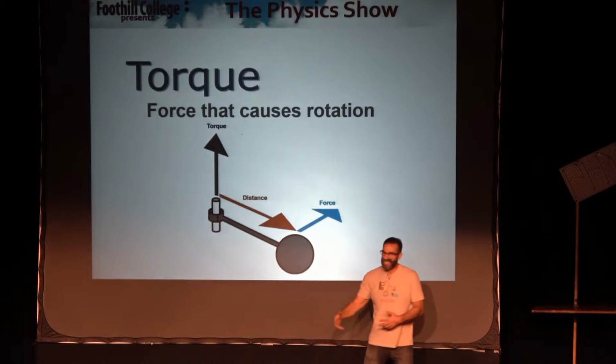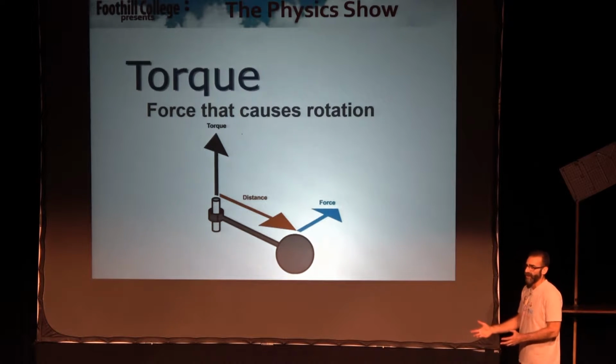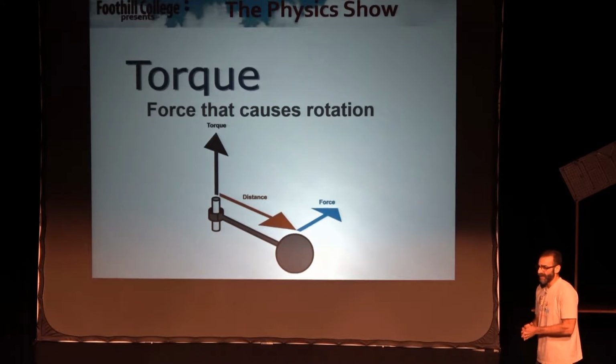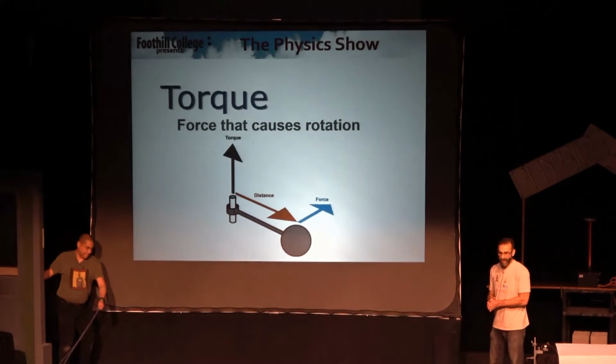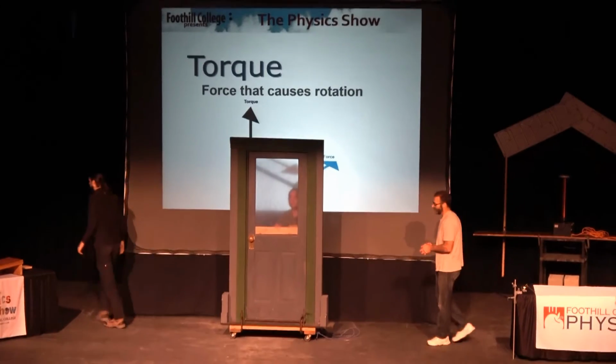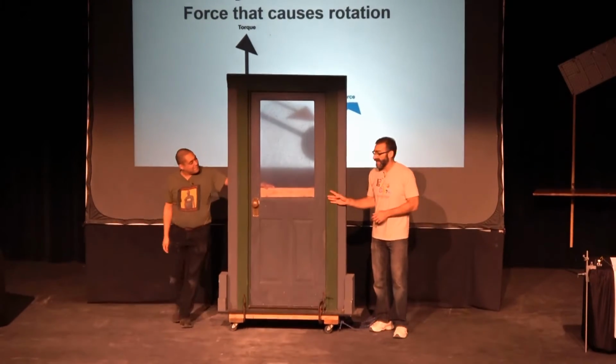But maybe the easiest thing is just, let's pick an example that we're all familiar with, right? How about walking through a door? Let's take a look at that example. And since we're in a theater, we have a door handy. The side closest to me, that's where the hinges are.